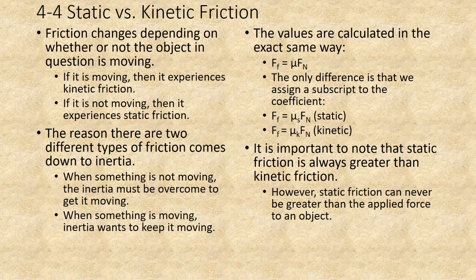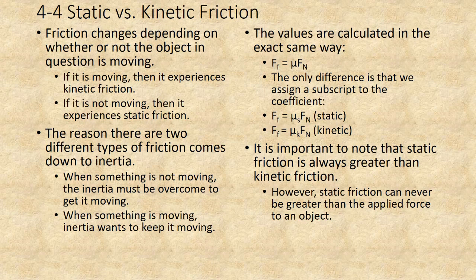Now, the reason we observe two types of friction has to do with the inertia of the object. When something is not moving, we have to overcome its inertia in order to accelerate it and get it moving. The inertia effectively works against us and aids the friction. While when something is already moving, its inertia works with us and wants to keep it moving.